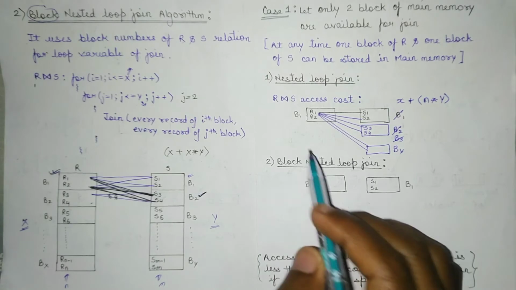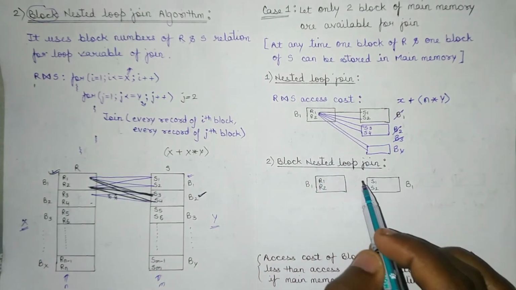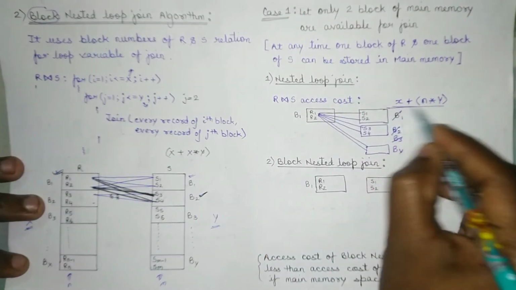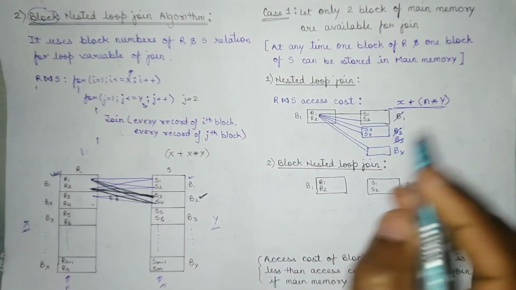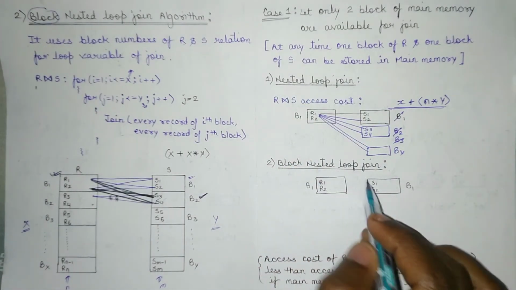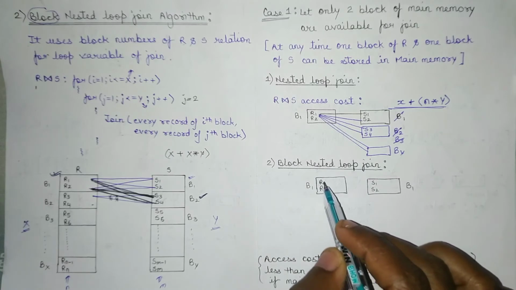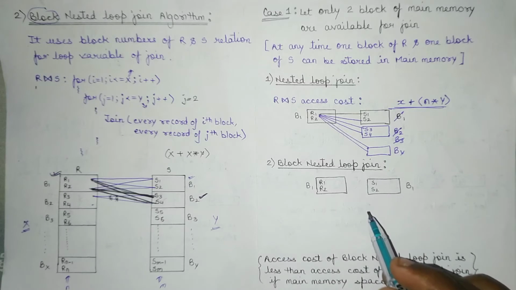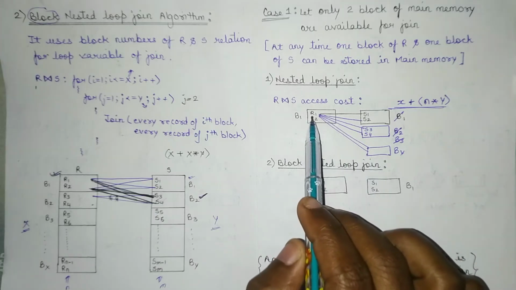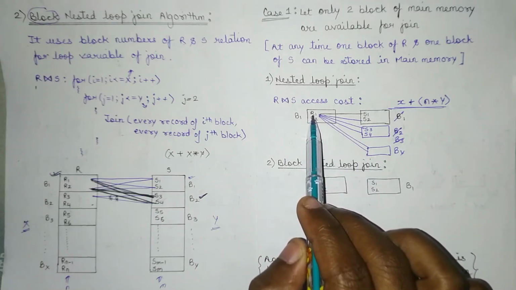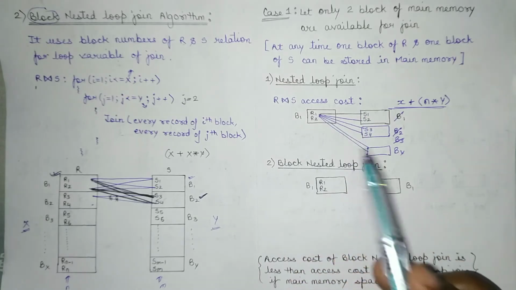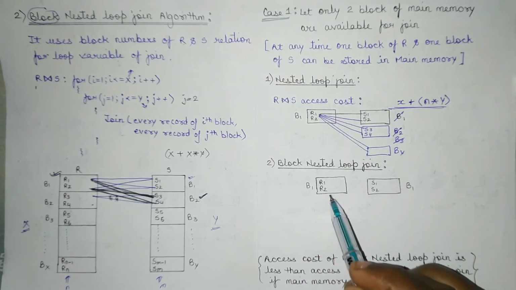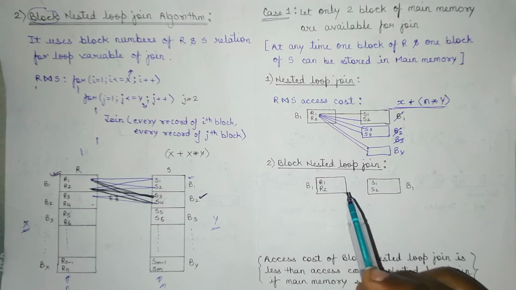Now let's discuss the access cost for the block nested loop join. This is the access cost for nested loop join, and in block nested loop join again we have to take one block from the relation R and one block from the relation S. But there is a difference between the nested loop join algorithm and the block nested loop join algorithm. Here we have to map one record with all the records of the other relation, but here we have to map in a block-wise manner.